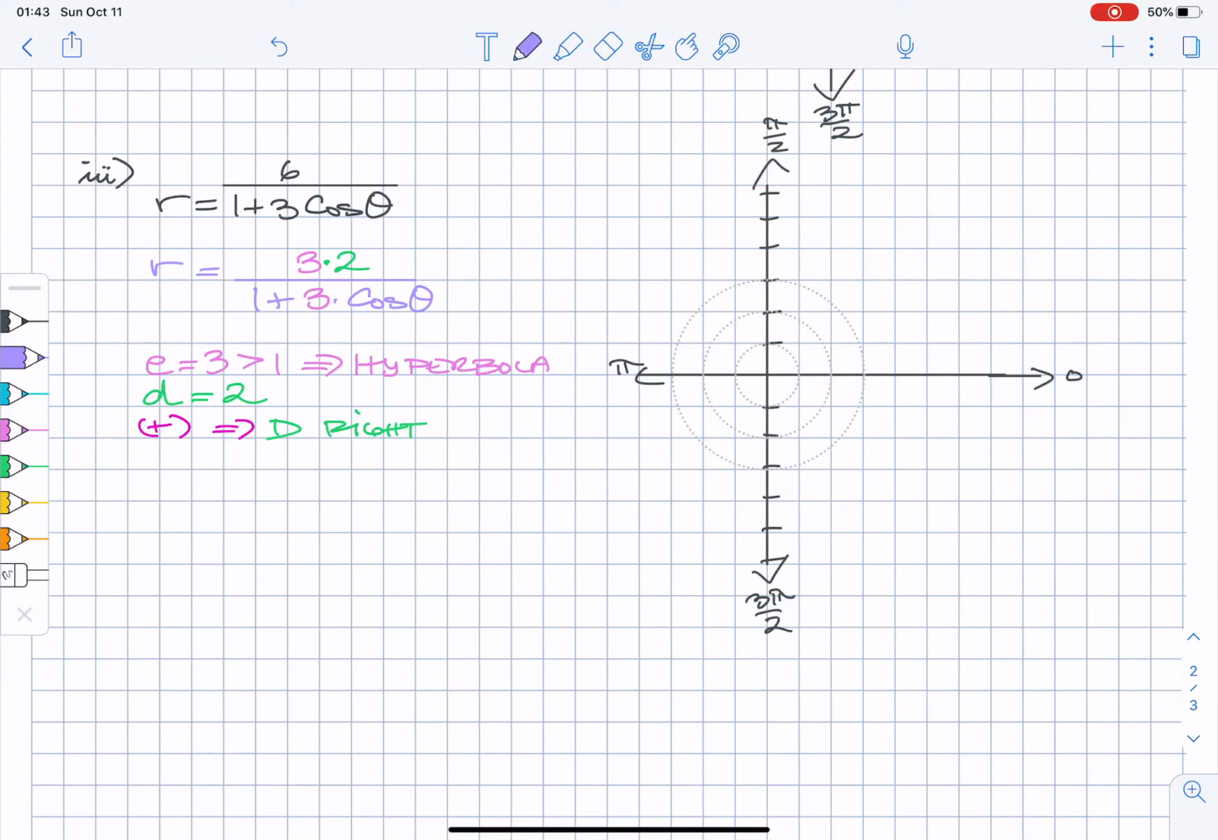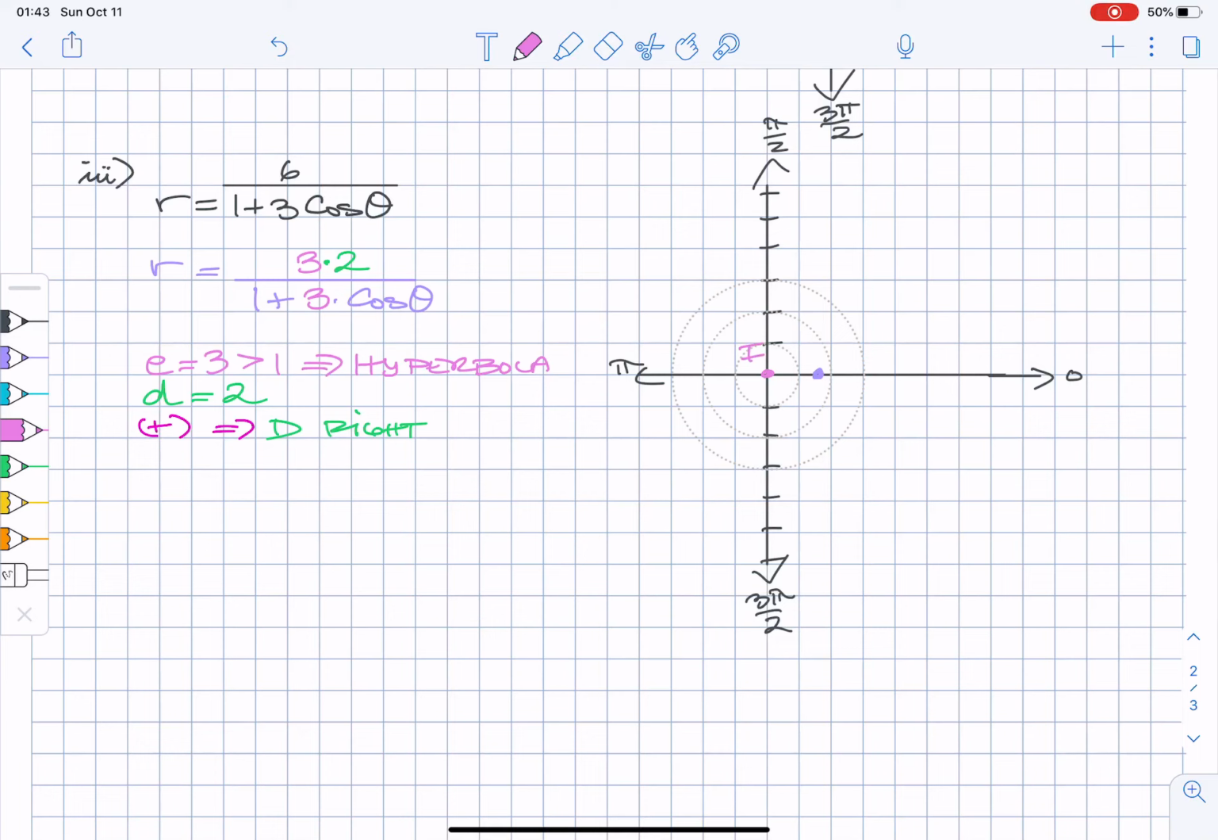Okay, so I'm going to start at 0 radians. I know that cosine of 0 is 1. So 6 over 4 reduces to 3 over 2, which is 1.5. Remember, my focus is at the center.